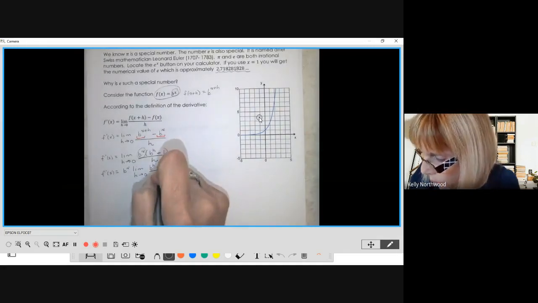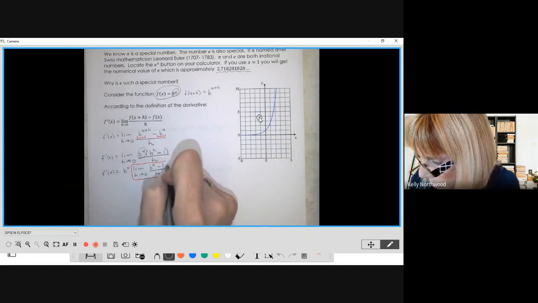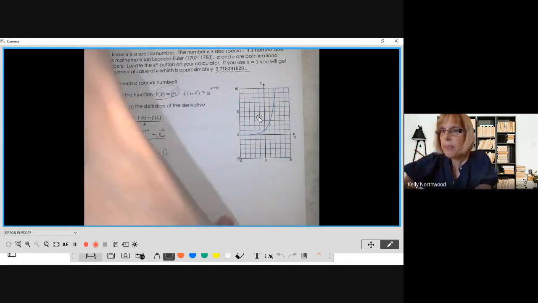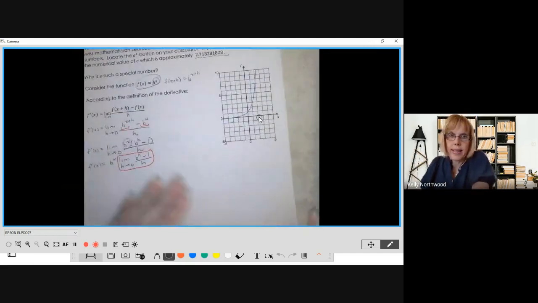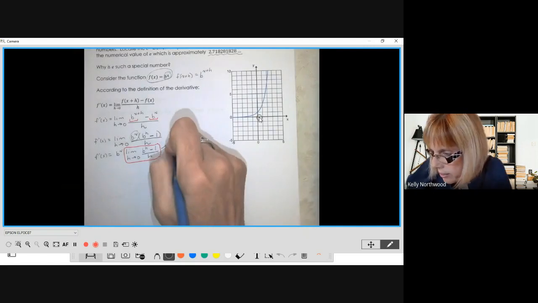And then we're going to think about what does this actually represent? The limit as h approaches 0 of b to the h minus 1 over h. And you'll see that it represents something cool. So just what is this?